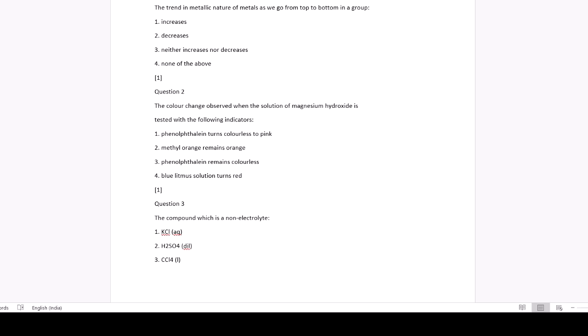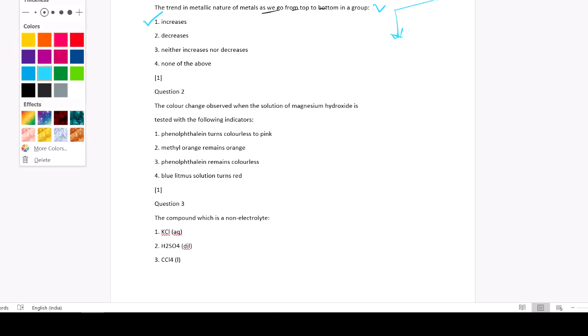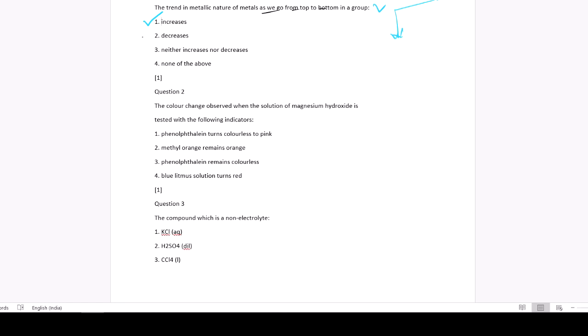The trend in metallic nature of metals as we go from top to bottom in a group. I have made a video on the periodic table also. There you can see the simplest way to find out: if we go from top to bottom, and if we come from right to left, then the metallic character increases. So the correct option will be that it increases. If we go top to bottom, then the metallic character increases.